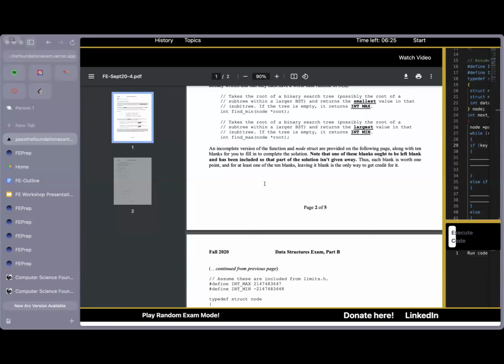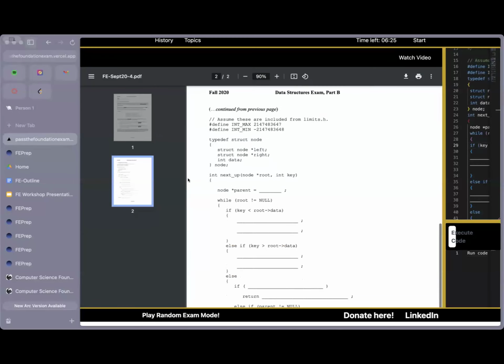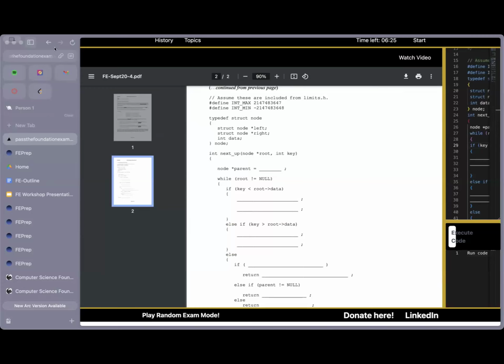An incomplete version of the function and node struct are provided on the following page, along with 10 blanks for you to fill in to complete the solution. Note that one of these blanks ought to be left blank and has been included so that part of the solution isn't a giveaway. Thus, each blank is worth 1 point, and for at least one of the 10 blanks, leaving it blank is the only way to get credit for it. So questions like this are a little bit harder, just because you're not really coding it yourself. He has pre-code there, and you just need to pray to God that you get the correct line.